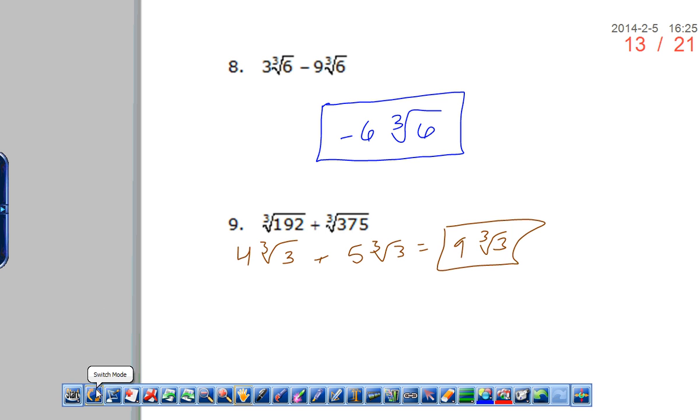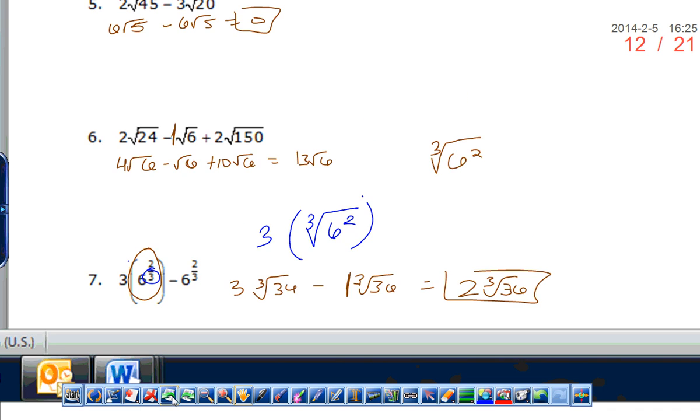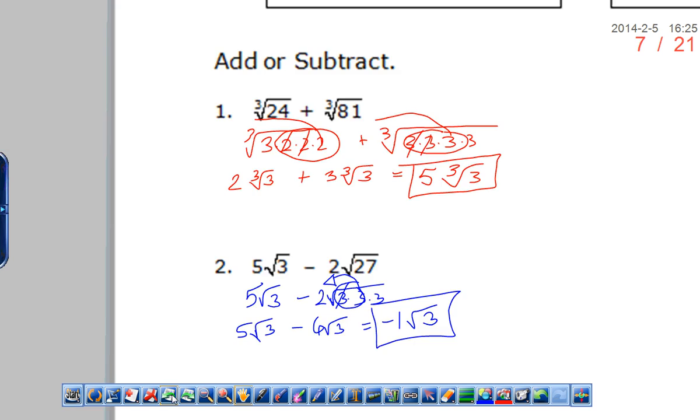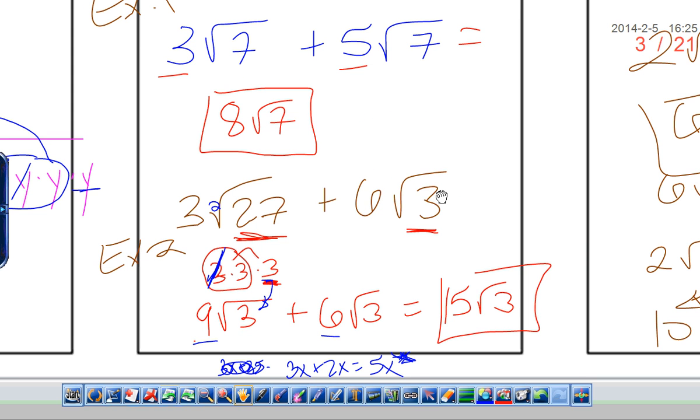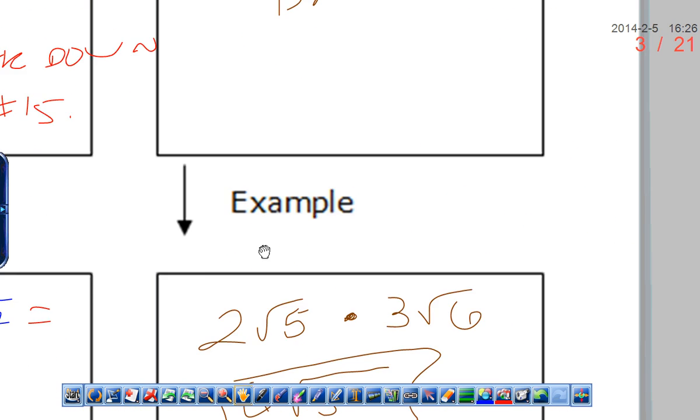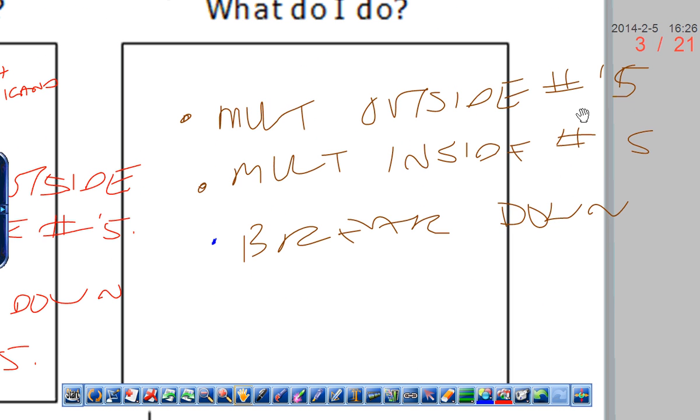Now we're going to go to the last part of your notes, which is the multiplying section. There it is. Multiplying, super duper easy. First thing, multiply outside numbers. Next thing, multiply the inside numbers. Last thing, break everything down if you can.